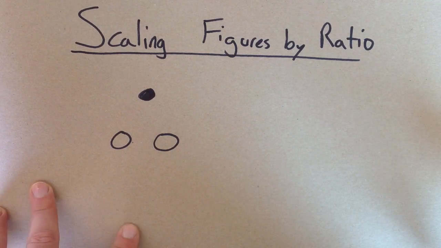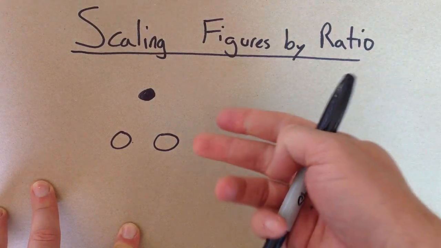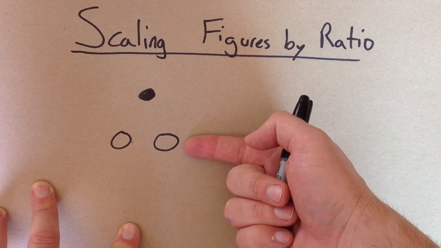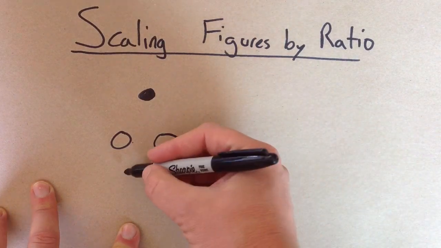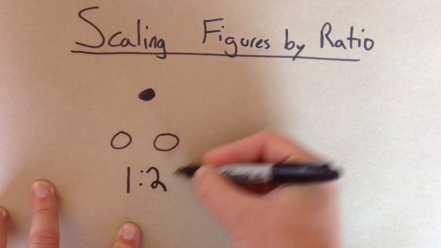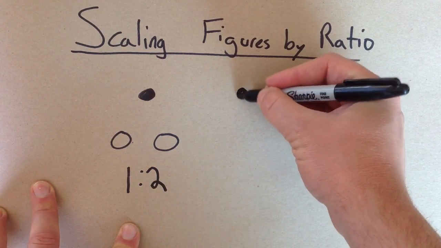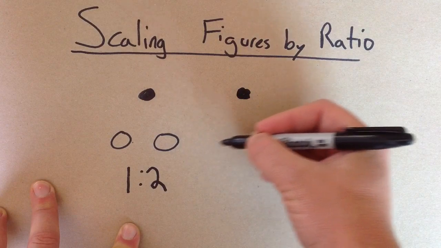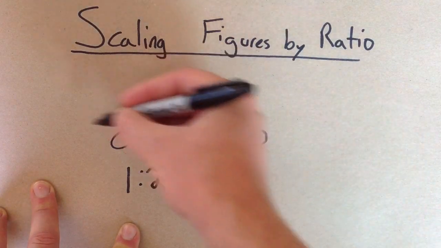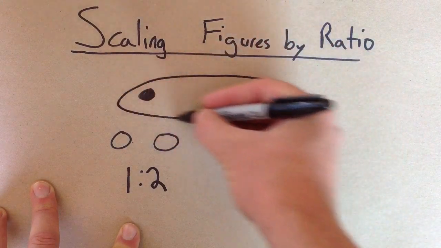When scaling figures by ratio, it's very important to remember how ratios can also be equivalent ratios. In this example, I have 1 black marble for every 2 white marbles. So I could write that ratio as a 1 to 2 ratio, 1 black for every 2 white. But if I were to add 1 more black marble, in order to keep this ratio, I would have to add 2 white marbles.